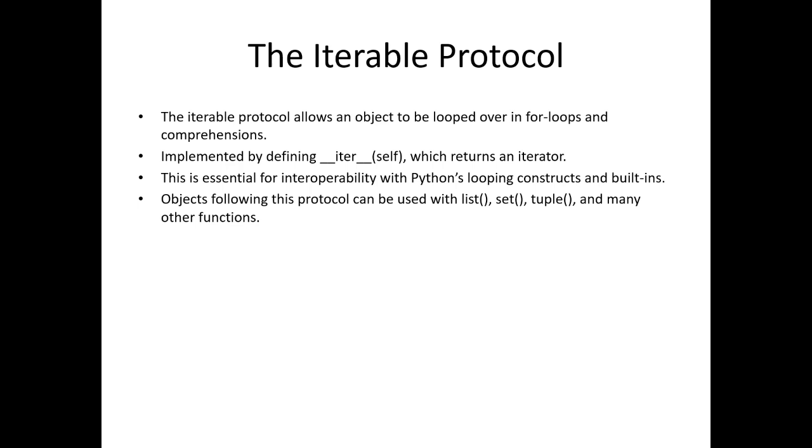The iterable protocol. The iterable protocol allows an object to be looped over in for loops, comprehensions, and built-ins like list or set. We implement this by defining __iter__(self) to return an iterator. This is the most fundamental protocol for integration with Python's looping constructs. Once you implement __iter__, your objects can be seamlessly used in any context where an iterable is expected, making it a first-class citizen in the language.